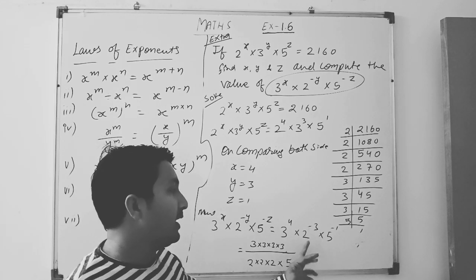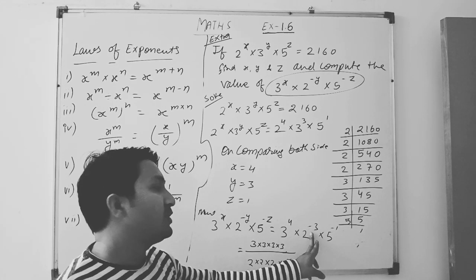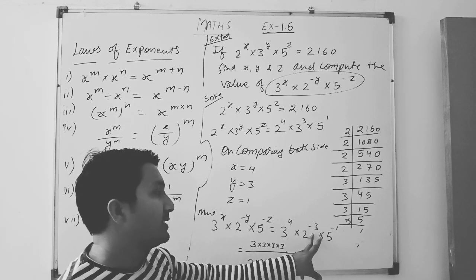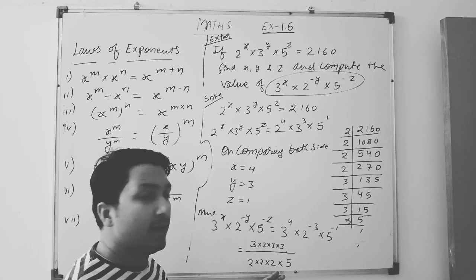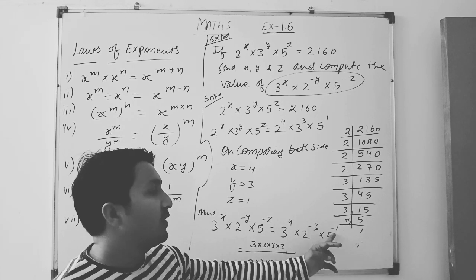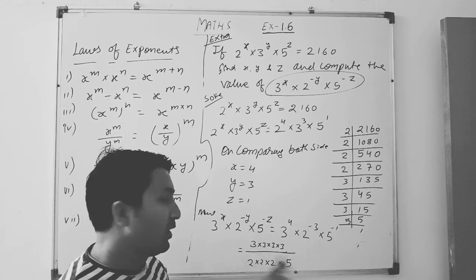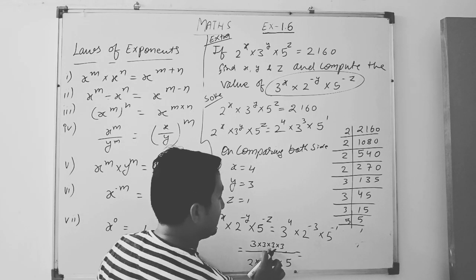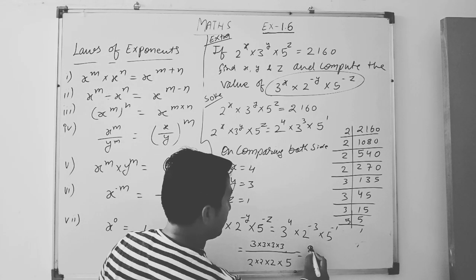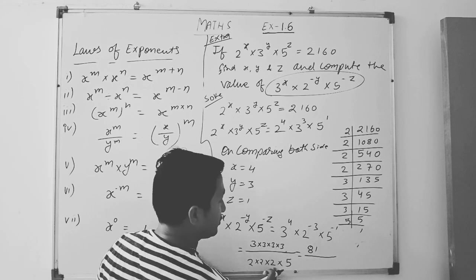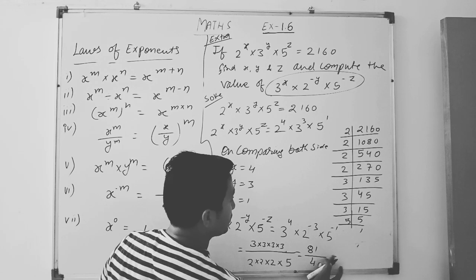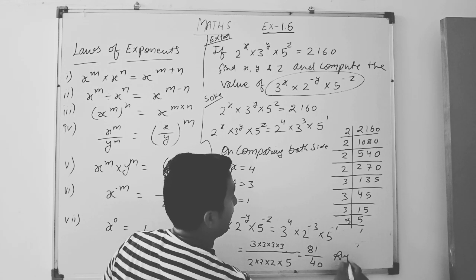Look, whenever any power is given negative, when you shift it to the denominator, this power will be positive. So I have sent 2 to the power minus 3 to the denominator, so it will be 2 to the power plus 3. When 5 to the power minus 1 shifts to the denominator, it will be 5 to the power 1. Okay, so 3 3s are 9, 9 3s are 27, 27 3s are 81. In the numerator 81 is there. 5 2s are 10, 10 2s are 20, 20 2s are 40. In the denominator 40 is there. So the answer is 81 upon 40.